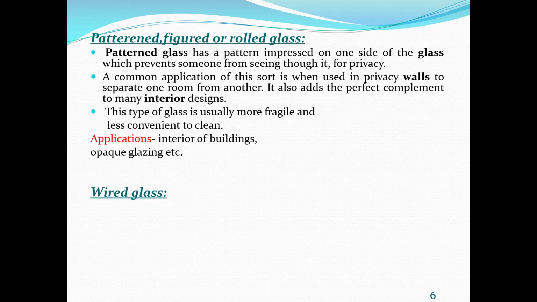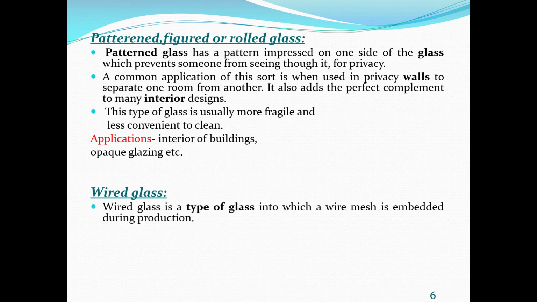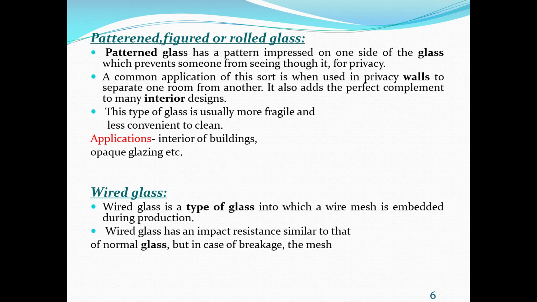Then we have a different type of glass called the wired glass. As the title suggests, it is a glass having wires embedded in it to increase the strength of the glass. The wired glass is a type of glass into which a wire mesh is embedded during production. It has a higher impact resistance compared to normal glass.